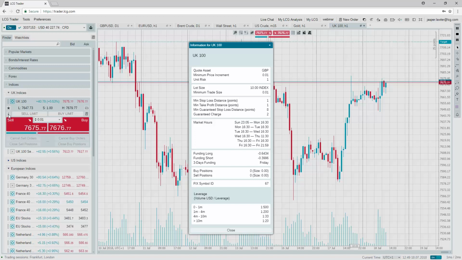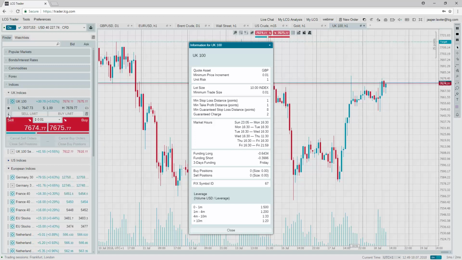It gives you your market hours there, your lot size. So basically if you're trading one lot in CFDs of the UK 100, it'll be 10 times the index value. So one lot of the FTSE, when it's valued at 7,000, your contract is worth £70,000. I hope that makes sense.